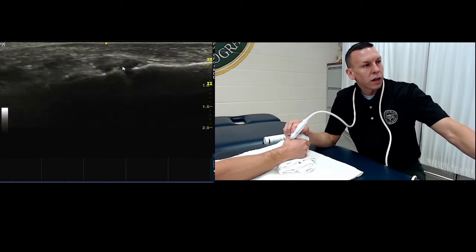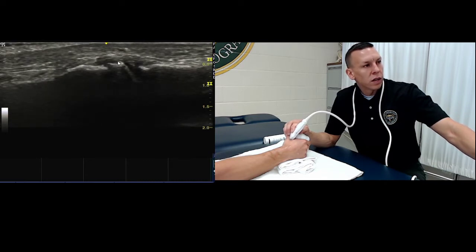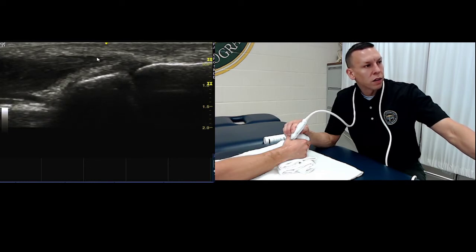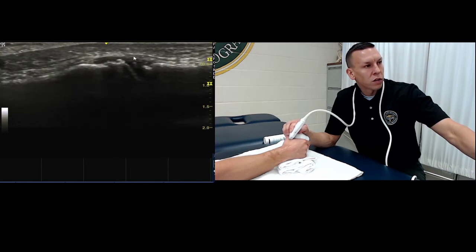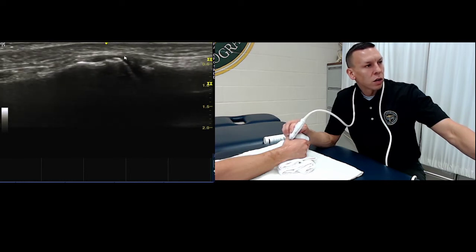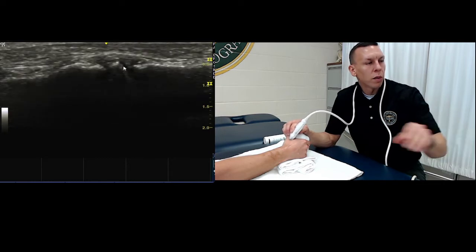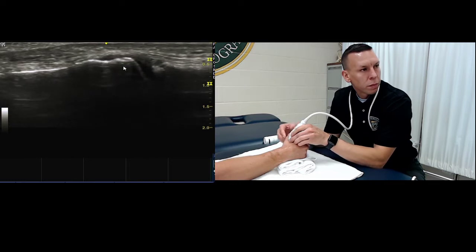For a Stener lesion, what happens is the ligament tears and flaps back underneath this structure, and so it won't reattach itself on its own. And so if it tears and moves underneath there, then you probably need a surgical consultation to put them back where they need to be.